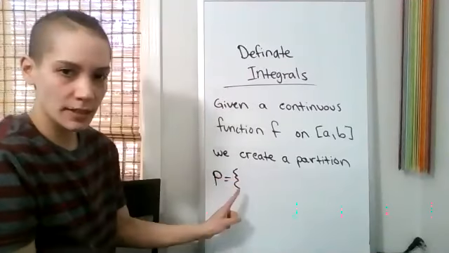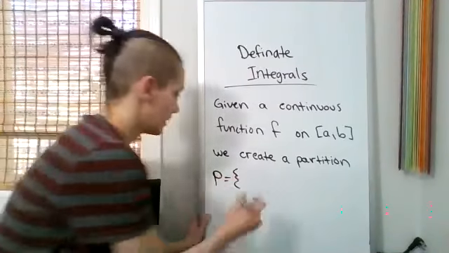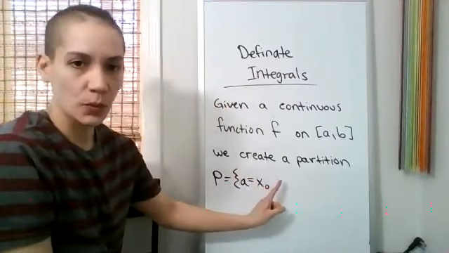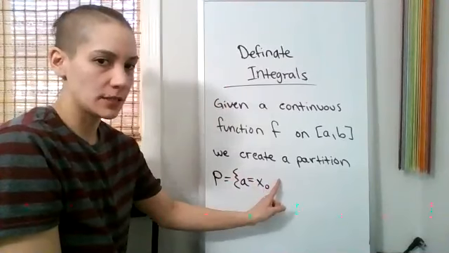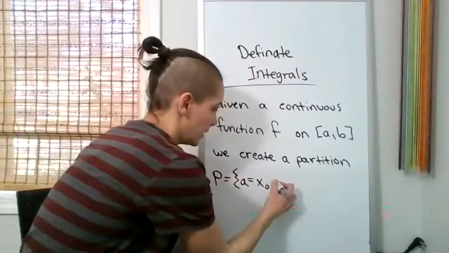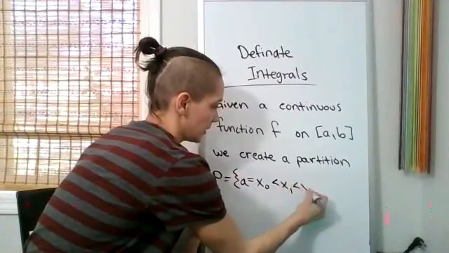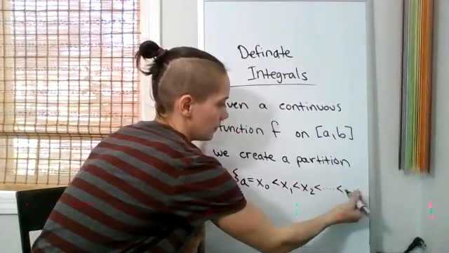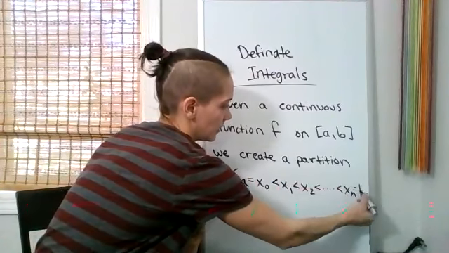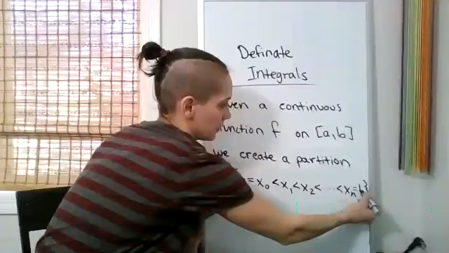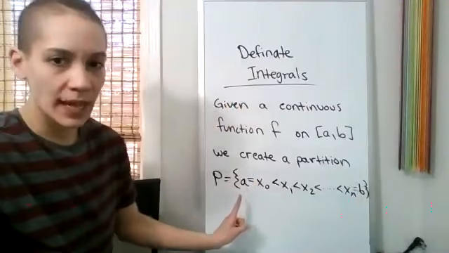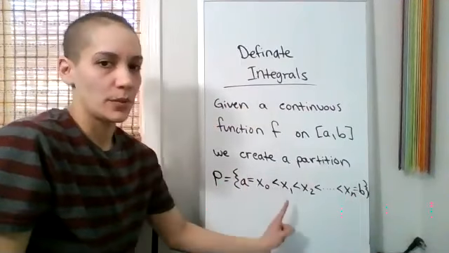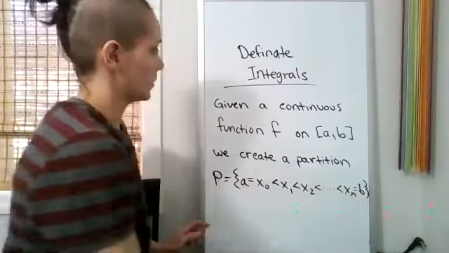Okay, and the partition starts at a being x naught. The next value is x1, and we're going to show that x1 is greater than x naught. So next is x1 followed by x2 till you get to the end, which was x7 equal to b. A is x naught, b is x7. And then we've broken it up like this. We'll start drawing a picture.